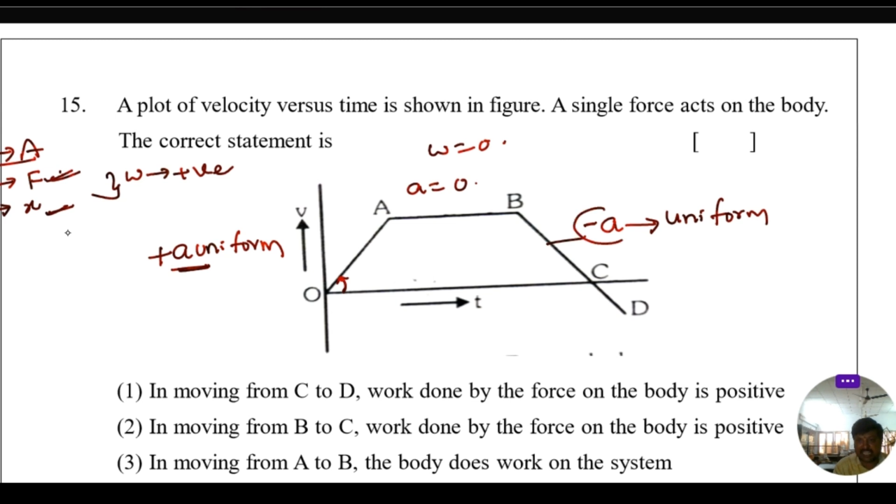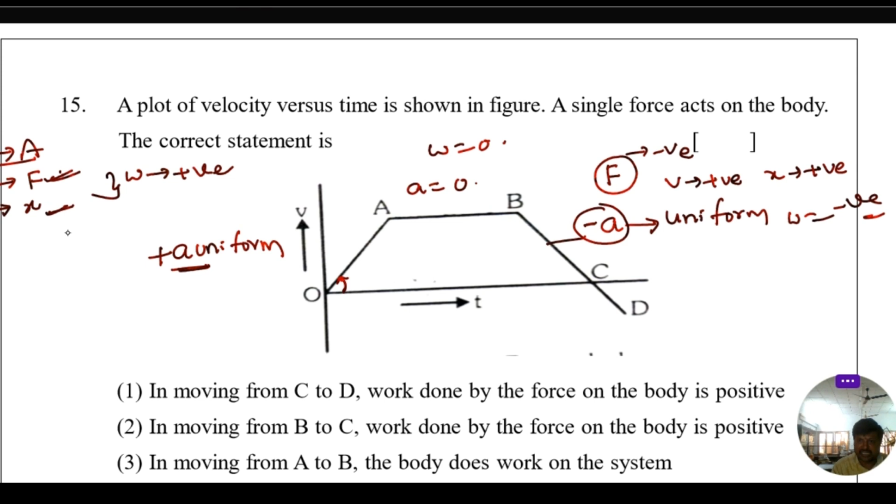Here in B to C, acceleration is negative. If acceleration is negative, force is negative. But here velocity is positive, so displacement is also positive. Then work done equals force into displacement: negative into positive, that is negative. In B to C, work done by the force on the body is negative. But option 2 is the wrong one.